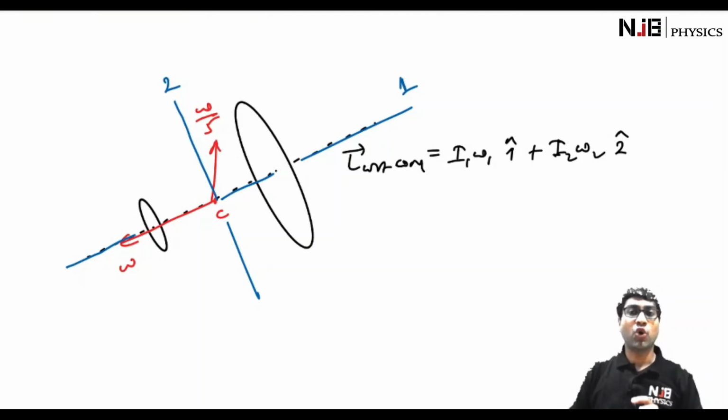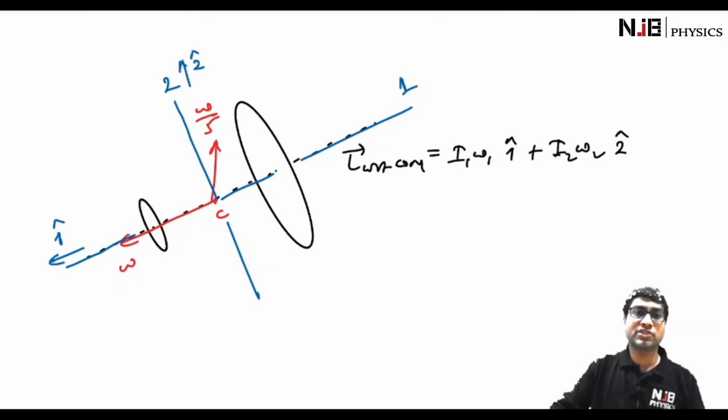Now what are these I1, omega 1, I2, omega 2, 1 cap and 2 cap? Well, I1 is the moment of inertia of this entire assembly about the first principal axis, and I2 is the moment of inertia of this entire assembly about the second principal axis. Omega 1 is the angular velocity along the first principal axis, and omega 2 is the angular velocity along the second principal axis. 1 cap is the unit vector in the direction of the first principal axis, let's say in this direction, and 2 cap is a unit vector in the direction of the second principal axis, let's say in this direction.